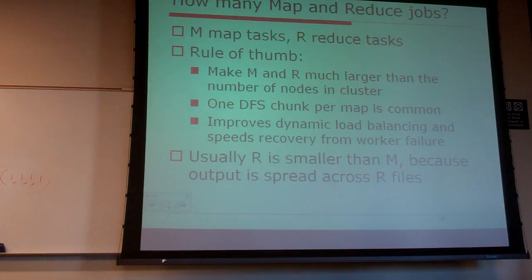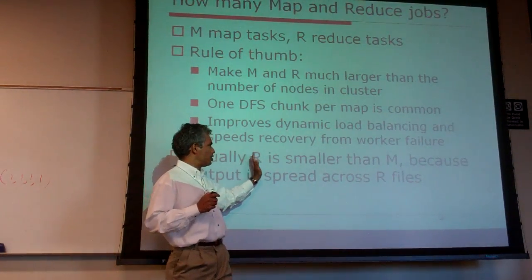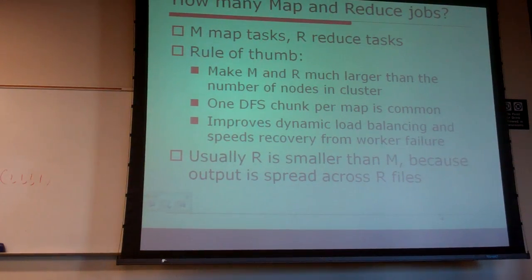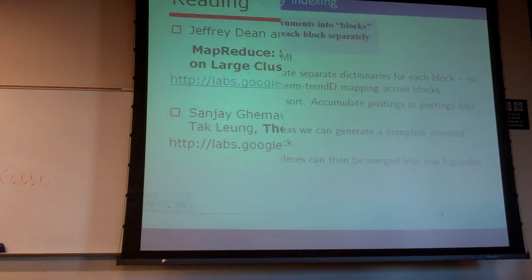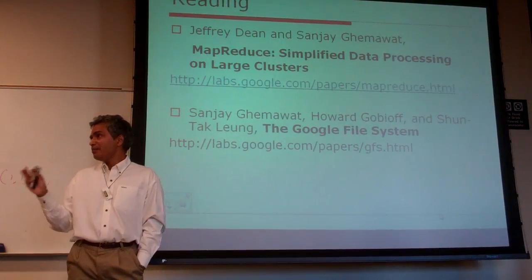And what else do I want to say? One thing is that normally for most reasonable computations, the reduce tasks are fewer in number than the map tasks. That's just the way the computations tend to occur. And so there will be fewer CPUs needed for the reduce task than for doing the map task. Okay, so that's basically the background on MapReduce, how it gets implemented behind the scenes.